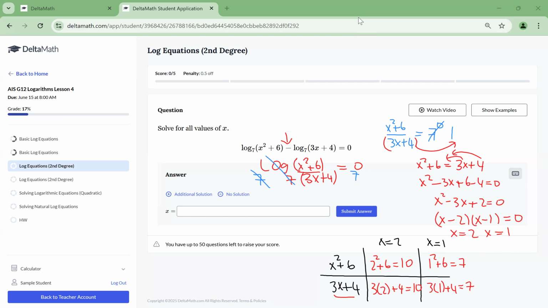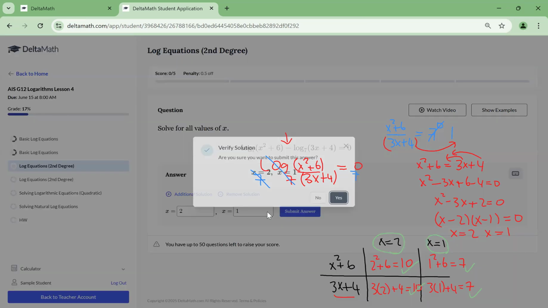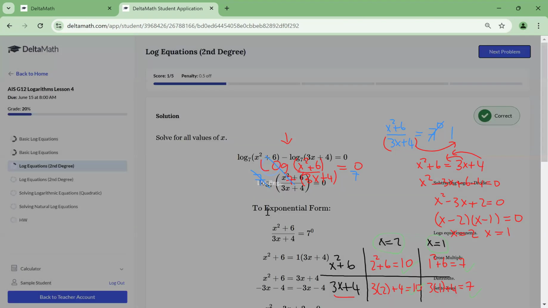So for the 2, this is okay and this is okay. So the 2 is accepted. For the 1, these are both positive. So the 1 is accepted as well. So both solutions are okay. I'm going to put 2 here and 1 here, or vice versa. It doesn't matter. And this is the correct answer.